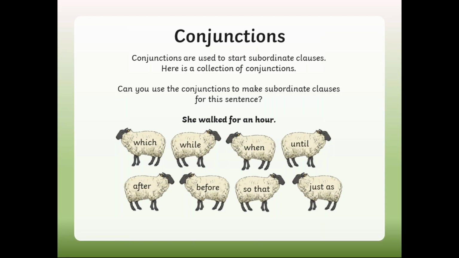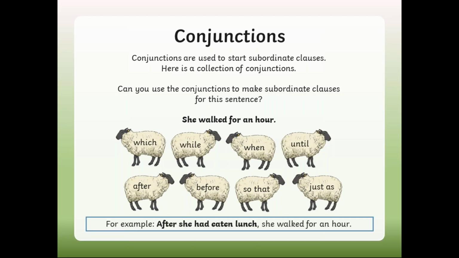Conjunctions. So what do you think conjunctions are? Why do we use them? Conjunctions are used to start subordinate clauses. Here is a collection of conjunctions, so you can see them below. You can use the conjunctions to make subordinate clauses for this sentence. She walked for an hour. While, you may continue the sentence. Which, you may continue the sentence. Until, so that, or others. So before, after, just as.